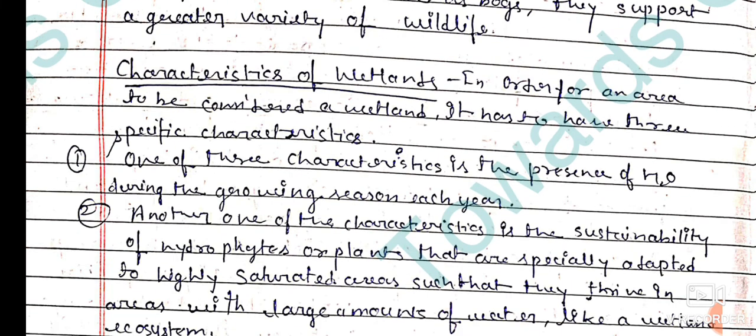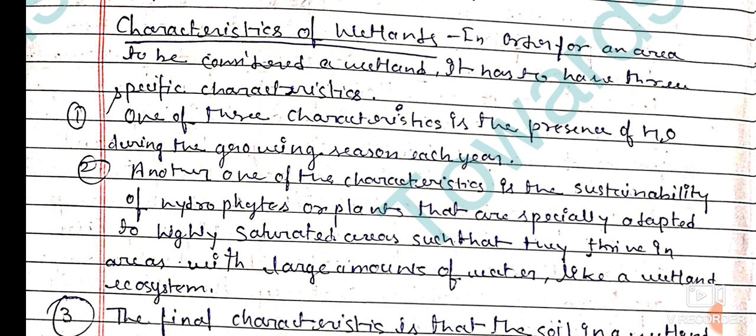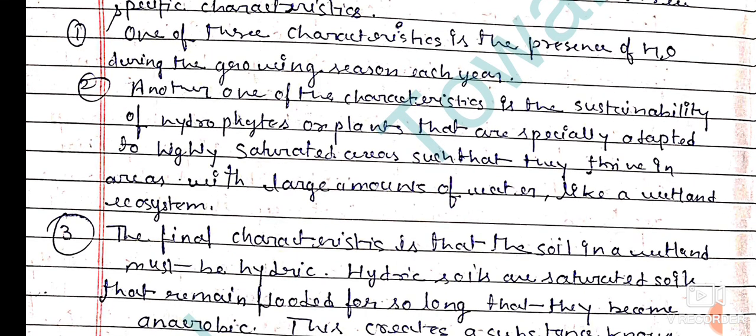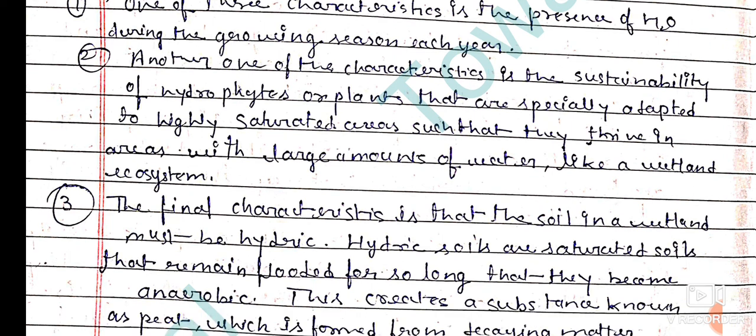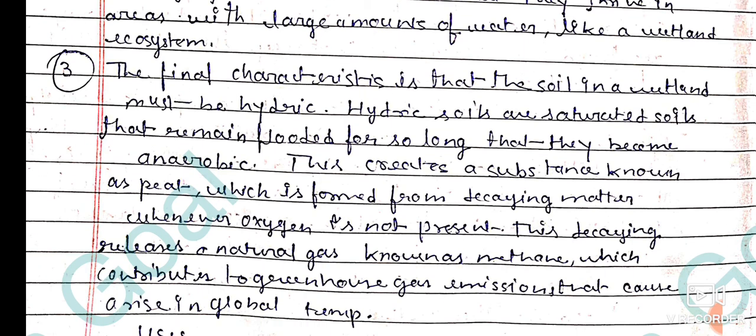Okay, so talking about the characteristics of wetlands, in order for an area to be considered a wetland, it has to have three specific characteristics. One of these characteristics is the presence of water during the growing season each year. Another is the presence of hydrophytes, or plants that are specially adapted to highly saturated areas, which thrive in areas with a large amount of water like wetland ecosystems. The final characteristic is that the soil in a wetland must be hydric.